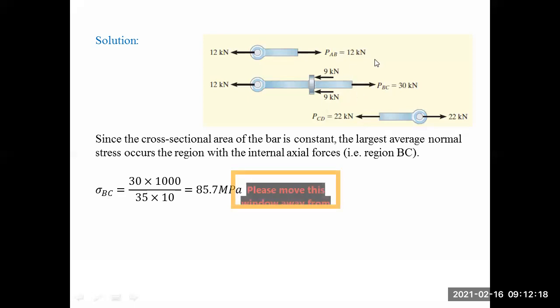You could calculate the stress for this, and for this, and for that, and then say this is the largest one. This would result in the largest normal stress in the member at this section.